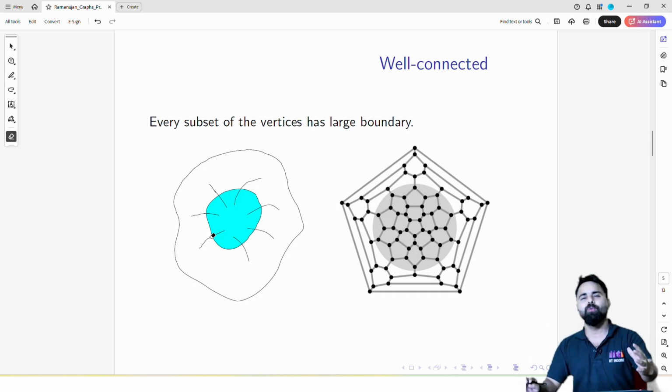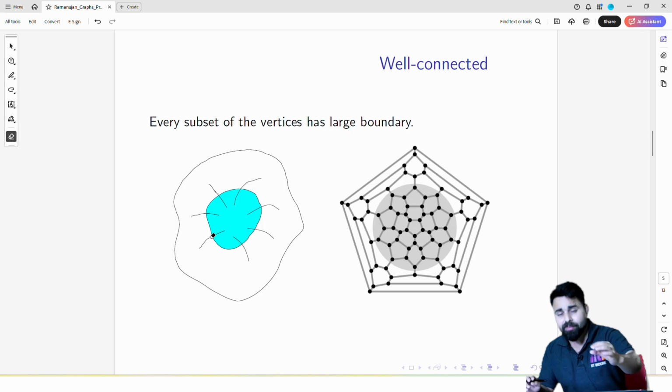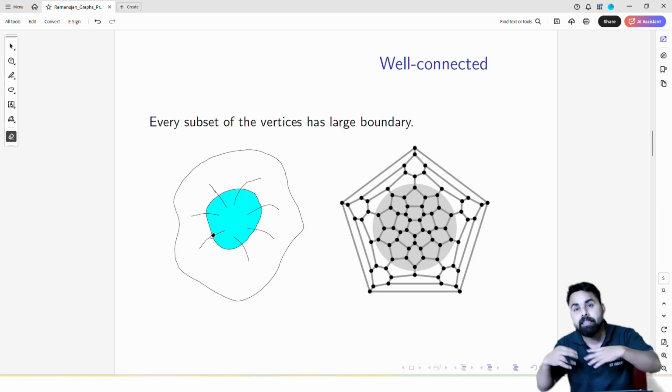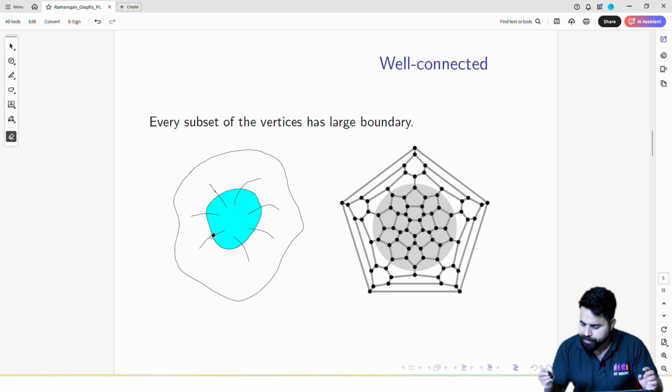Well connectedness means every subset has a very good boundary. For example, on the right-hand side, suppose I pick the vertices in the gray region. It has a very good boundary with its complement. How many edges are there? 1, 2, 3, 4, 5, 6, 7, 8, 9, 10. So there are 10 edges in the boundary.